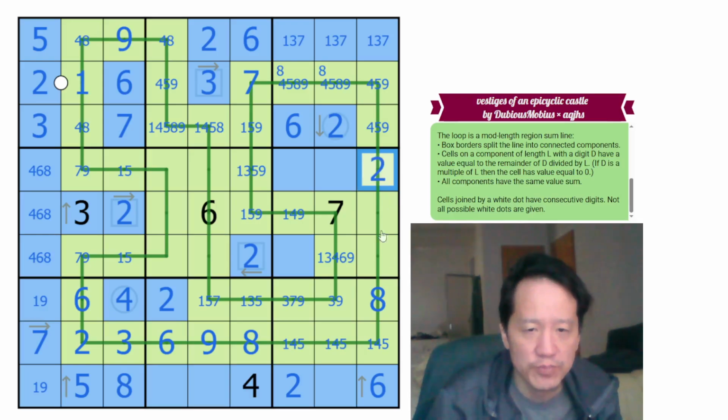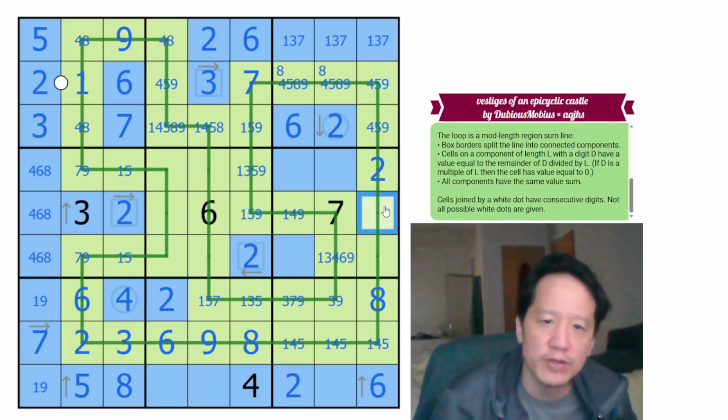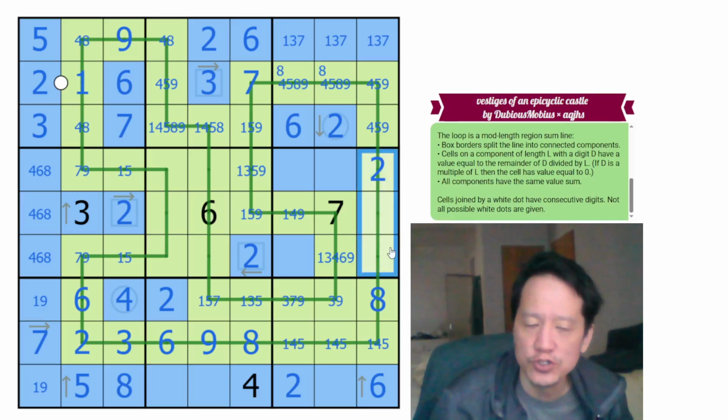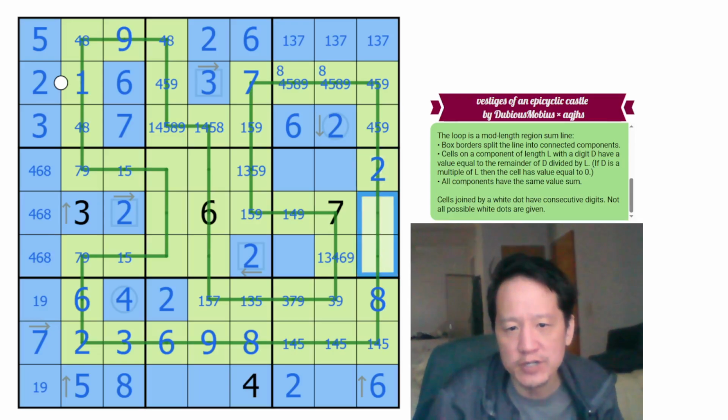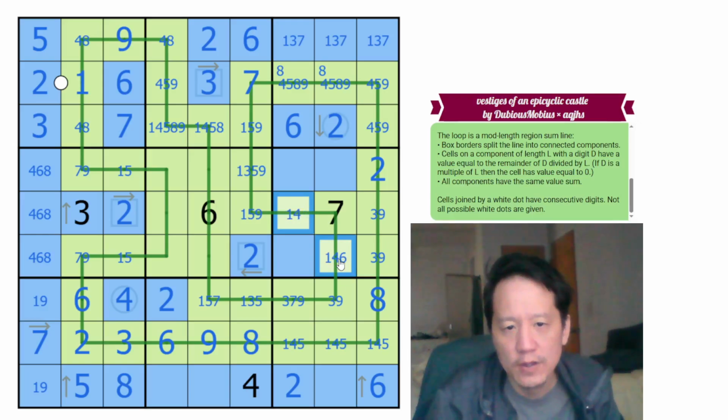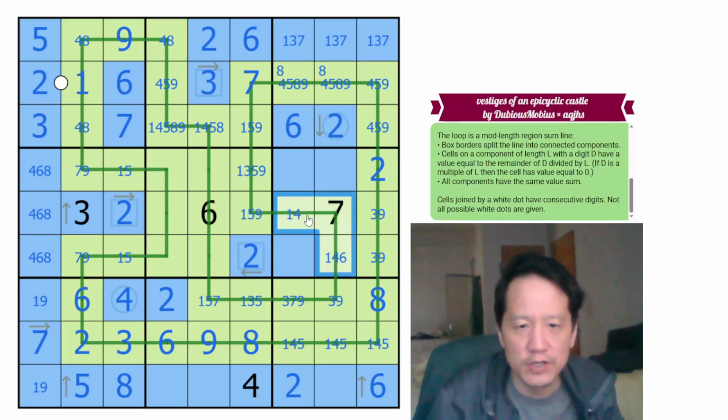So this is 2, which means these have to be both 0 mod 3's here to add up to 2 total, right? So this has to be 3 and 9 because 6 is already taken. So this is 3 and 9. Therefore, none of these could be 3 or 9. We still need a 0 mod 3 in this set of 3. So this has to be 6 then, which makes that a 6.